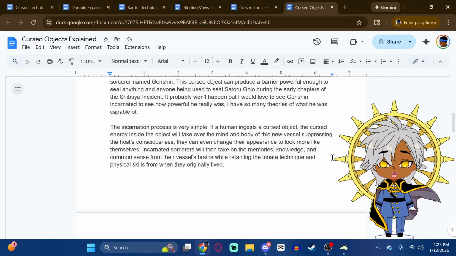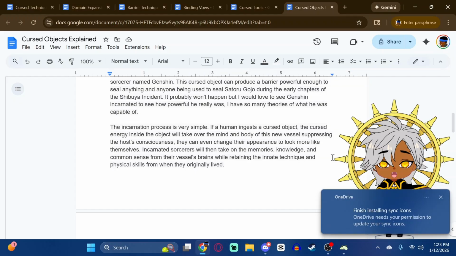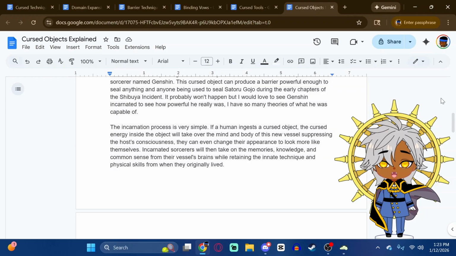So now he has awakened new sorcerers, and he also has people prepped for incarnation with other cursed objects that he has collected over the years. So that's where we're getting all of this from. And I'd say that pretty much explains how incarnation works. I know it's really complicated and convoluted, but I had to explain what Kenjaku was doing so that you can understand how incarnation works and why it works the way it works.